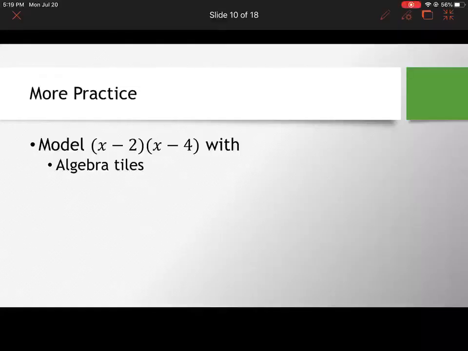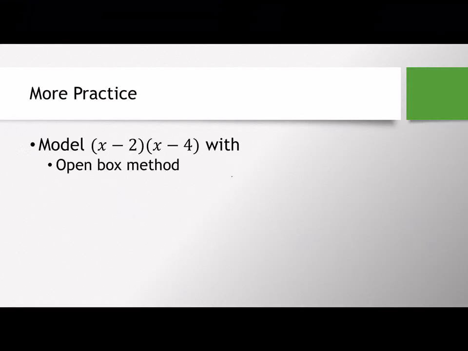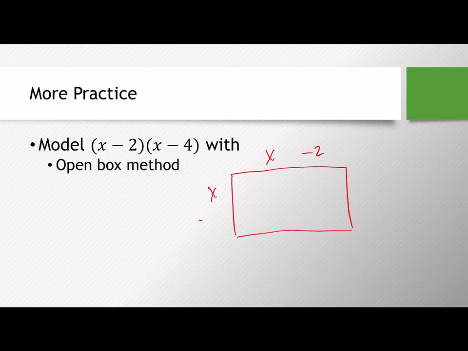Here we're going to model the quantity x minus 2 times the quantity x minus 4 with the open box method. Okay, so let's go ahead and do open box. The subtractions will become negatives with the number before and after it. So all the numbers have their sign before.